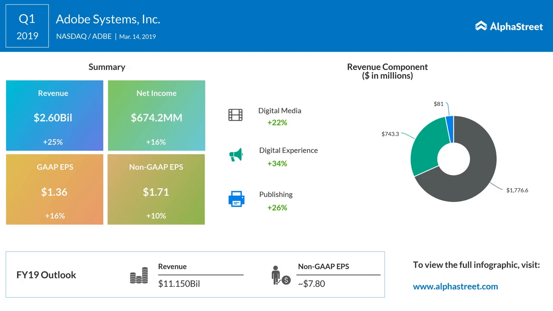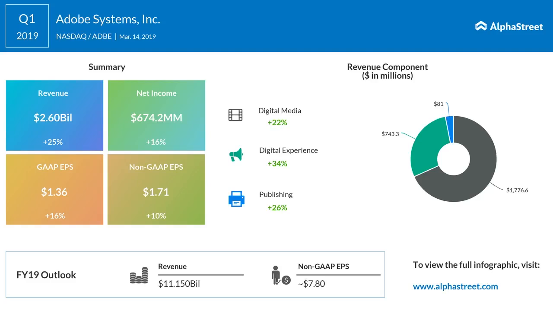Now I will discuss our financial targets. We are providing ASC 606-based annual fiscal 2019 targets that reflect our Q1 results. In FY19, we are targeting total Adobe revenue of approximately $11,150 million, digital media segment revenue growth of approximately 20%, net new digital media ARR of approximately $1.5 billion, digital experience segment revenue growth of approximately 34%, digital experience subscription bookings growth of approximately 25%, a GAAP tax rate of approximately 10%, and a non-GAAP tax rate of approximately 11%, GAAP earnings per share of approximately $5.59, and non-GAAP earnings per share of approximately $7.80.